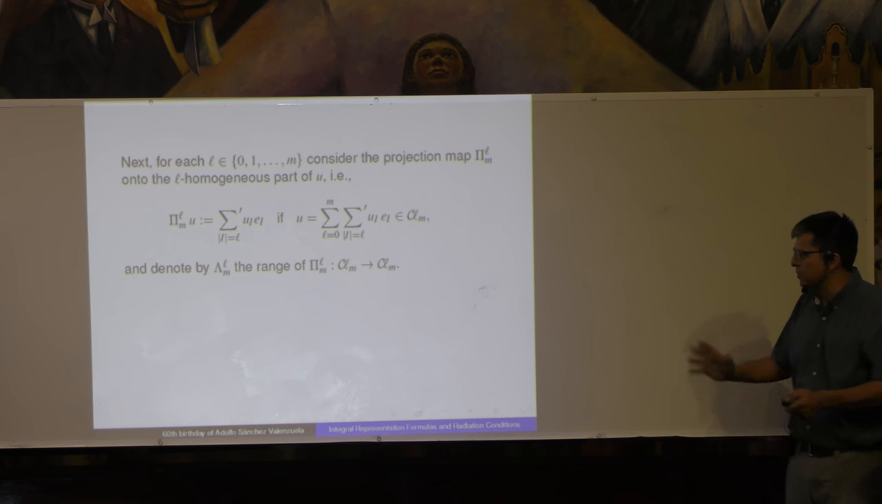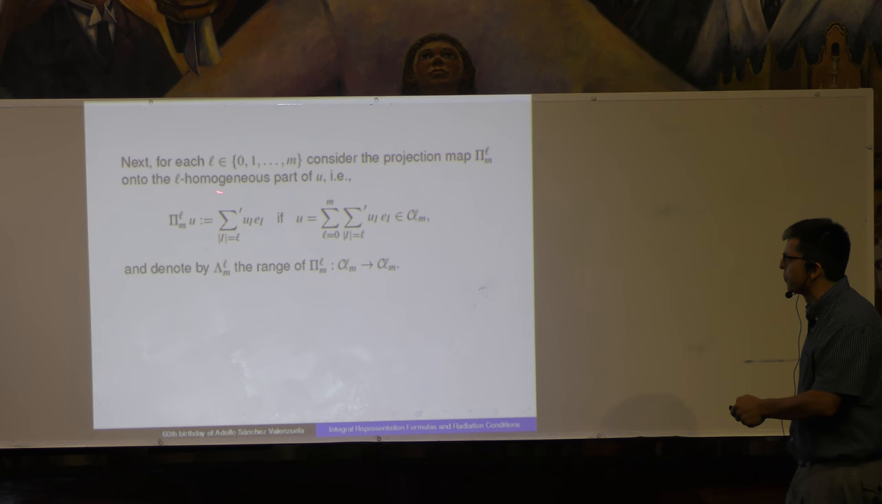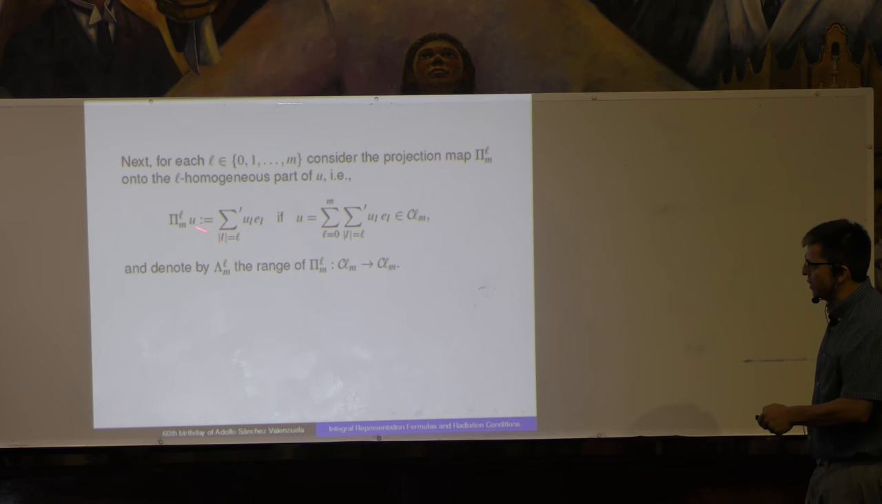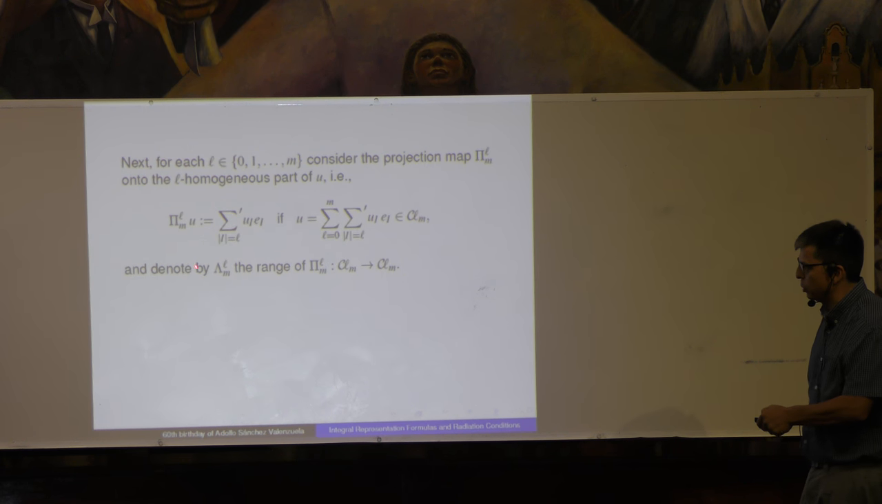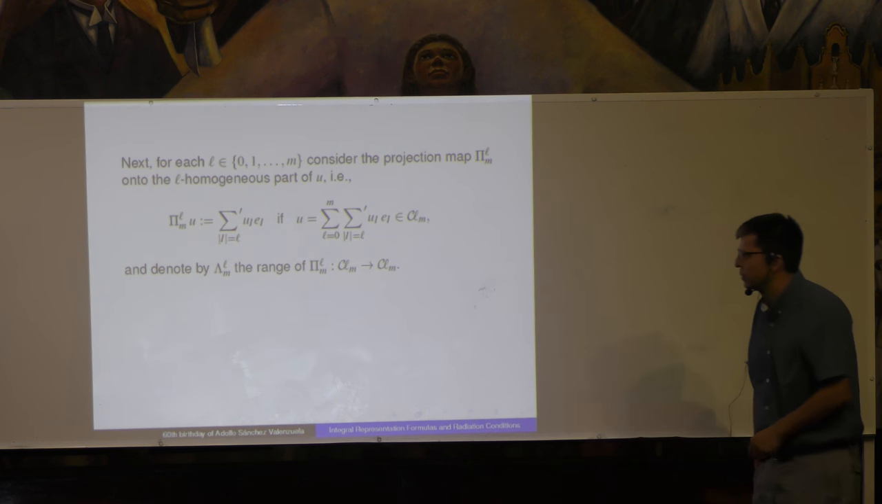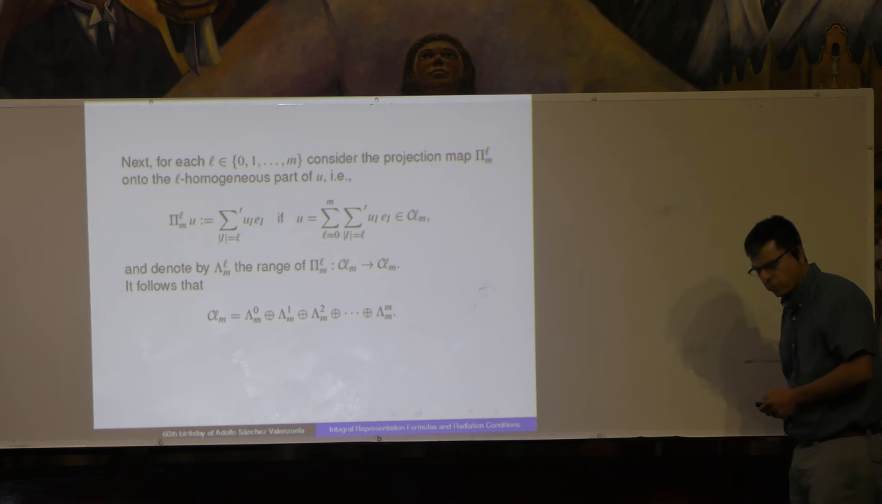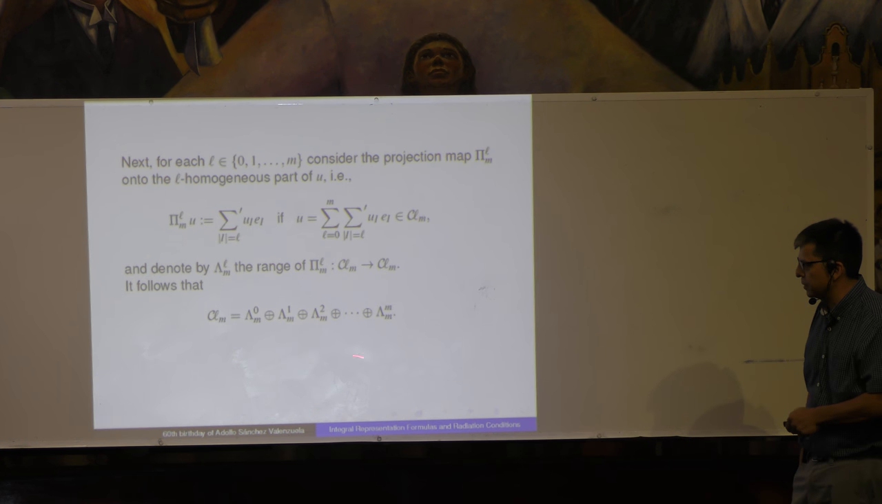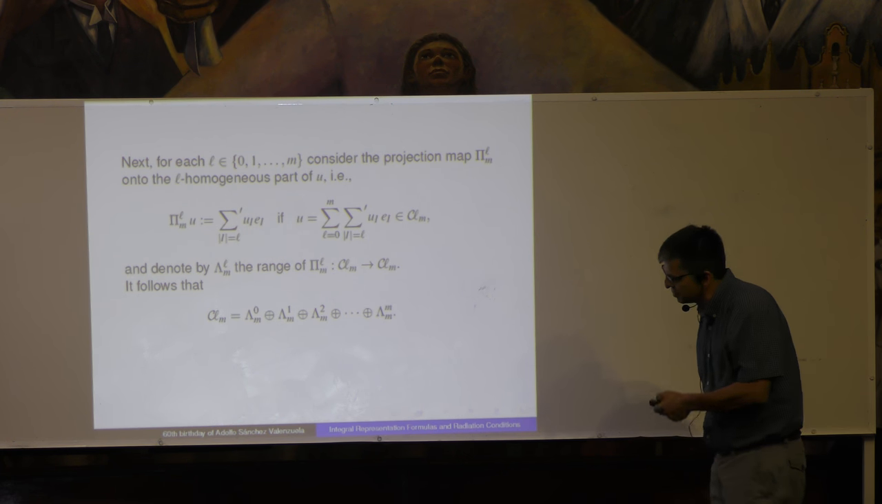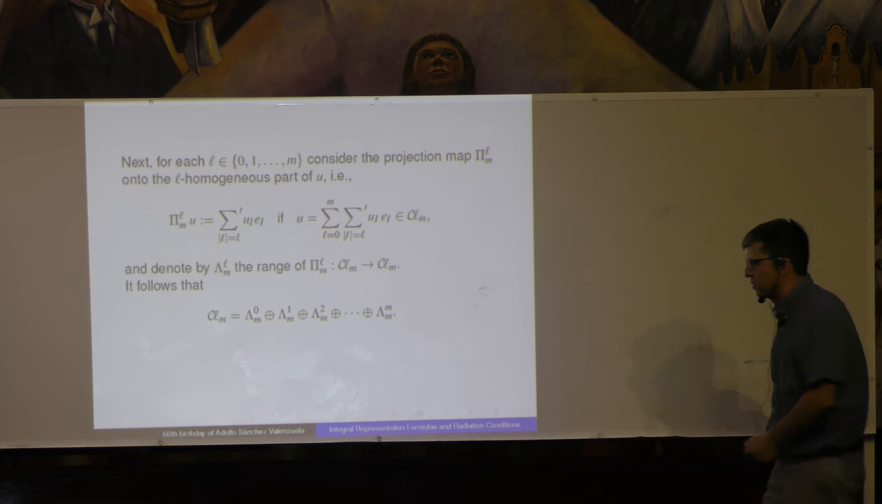And I want to split it. For any L in 0 to M, we are going to take the elements of order L, and we call the branch Lambda L M. So it will be the homogeneous part of degree L. And this will split our Clifford algebra as follows. So these are the scalars, just the complex numbers.